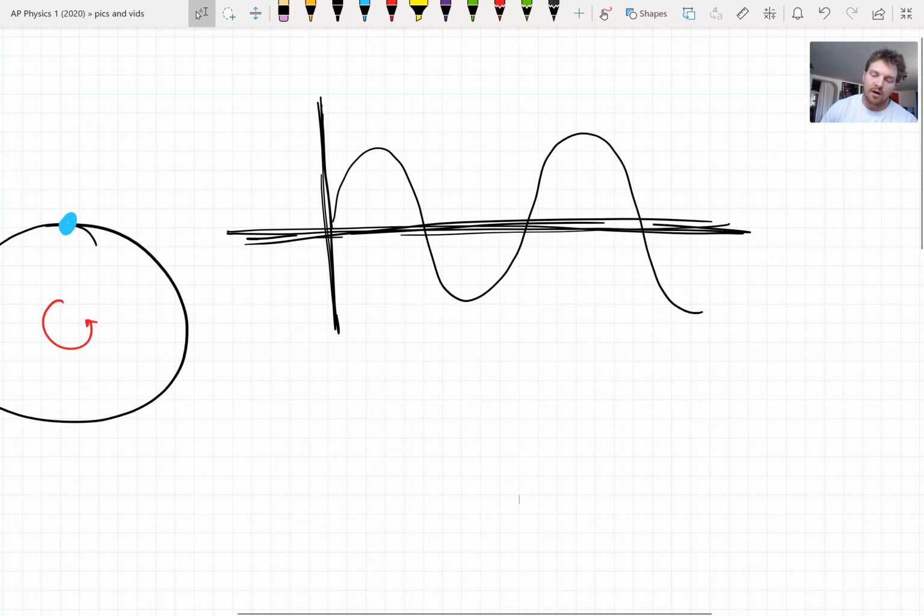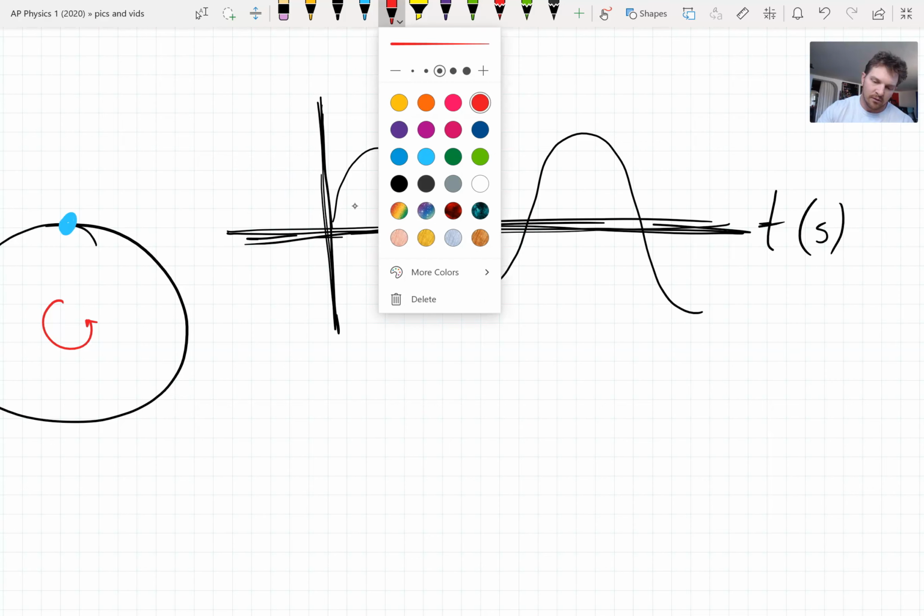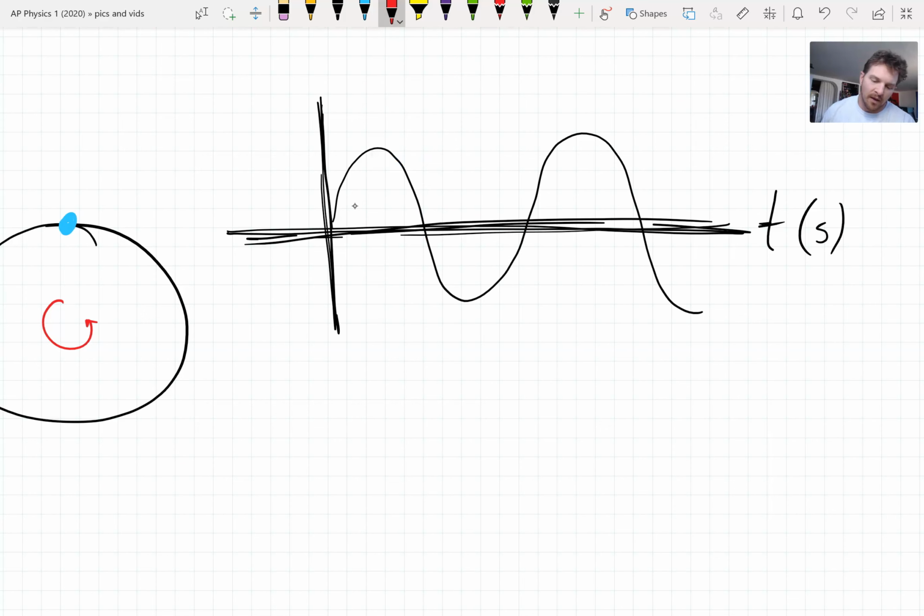So this horizontal axis right here, this is generally the time. And you always want to check what the units are, but it's usually measured in seconds. Okay, so let's say I'm starting right here at 0, and it's going up at the start. I need to trace along my graph and find when it gets back to 0 going up.